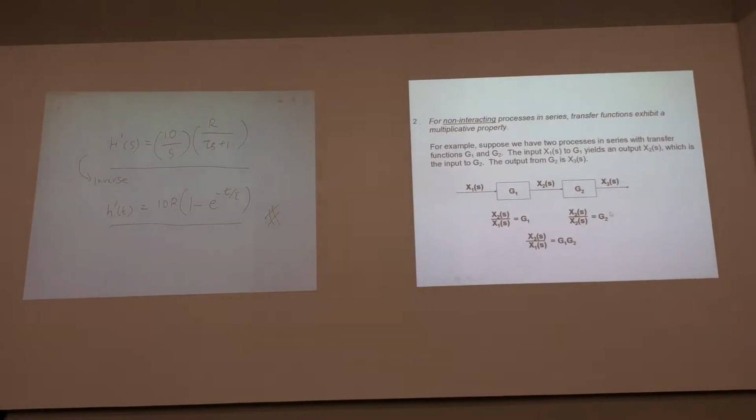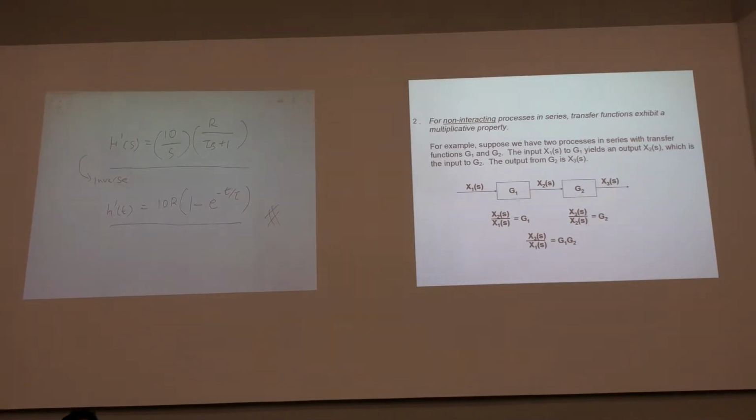If I want to calculate from X3 to X1, where it has two transfer functions in between, I can just multiply G1 and G2, alright? This means that if there is a series of transfer functions, which is non-interactive, and I want to calculate from the last one to the first one, I just need to multiply the two transfer functions. So this property is very important.